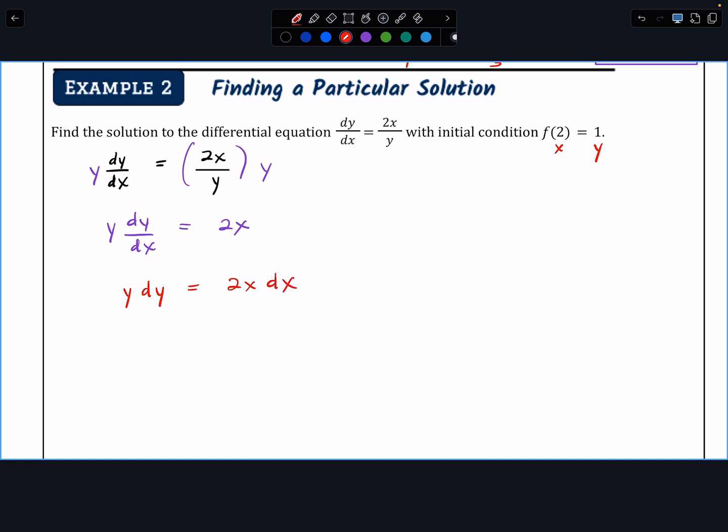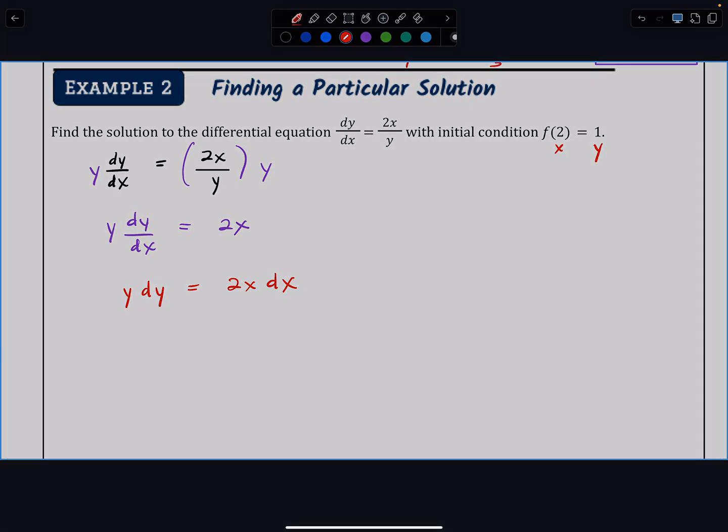Now, I've talked to some of you guys about this. Make sure that you are writing your dy's and dx's. Please don't lose silly points on the AP exam, okay?